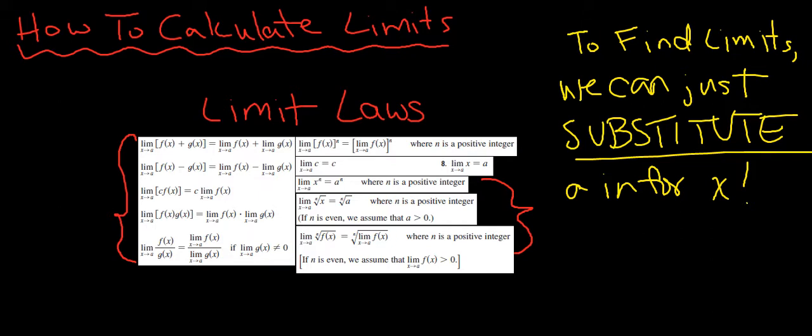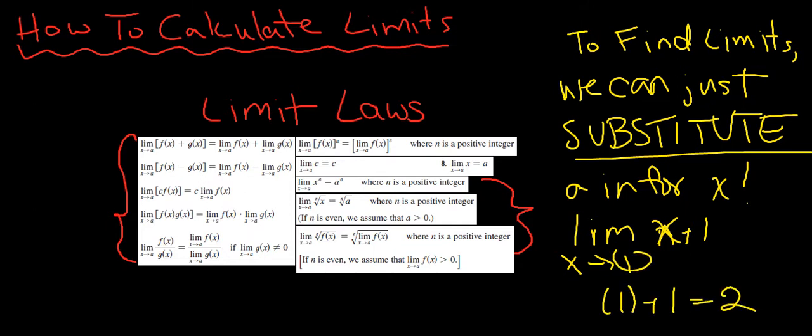What do I mean by that? Well, say I'm taking the limit as x approaches 1 of x plus 1. I can just say it's 1 plus 1, or 2. We just plug a into the limit, and it pops out a value for us that we can find as the answer. In the examples I'm going to go over, probably 2 examples, all I'm going to do is plug a into the limit, and then I'll be able to find the answer.